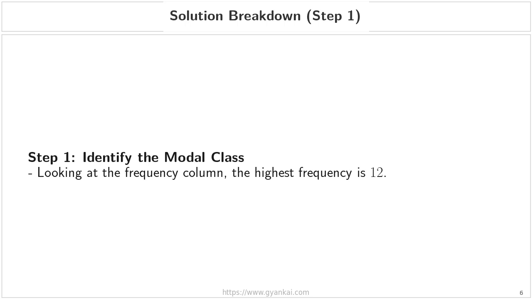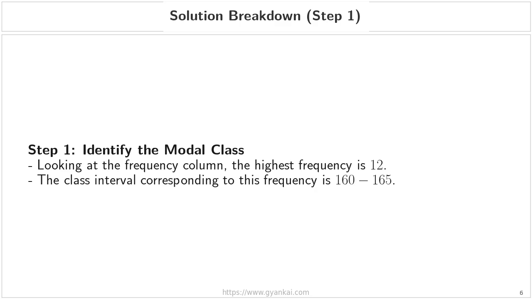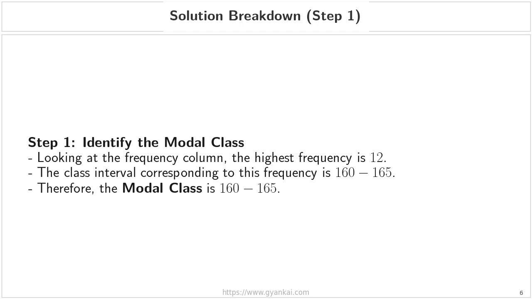As you can see, the highest frequency is 12. Now, look horizontally to the left to see which height interval that 12 belongs to. It corresponds to the interval starting at 160 and ending at 165. Therefore, we can officially conclude that our modal class is the 160 to 165 range. Keep this interval in mind, because in the next step, we are going to extract specific values from it to plug into our formula.